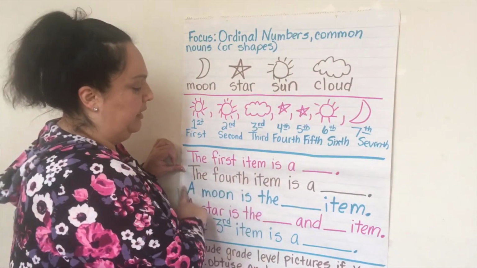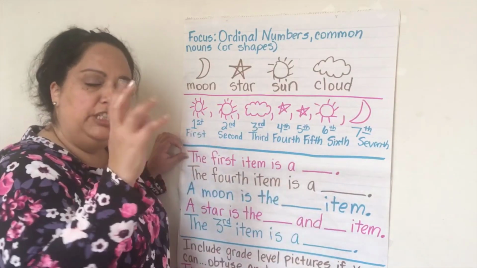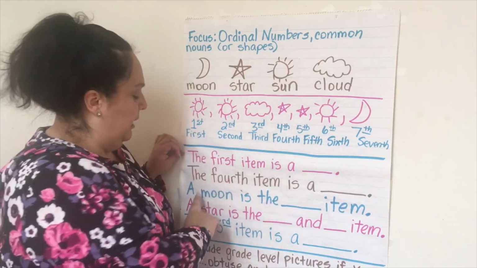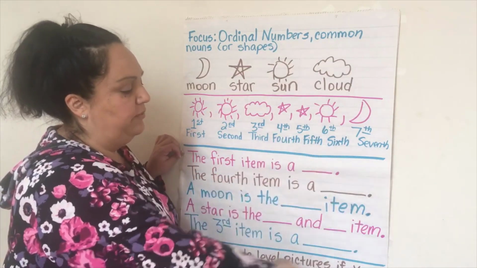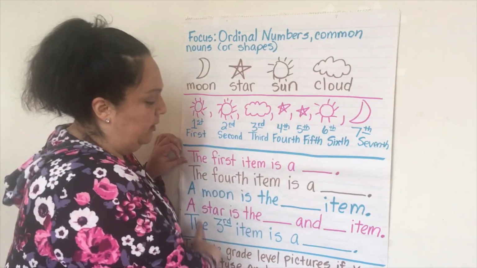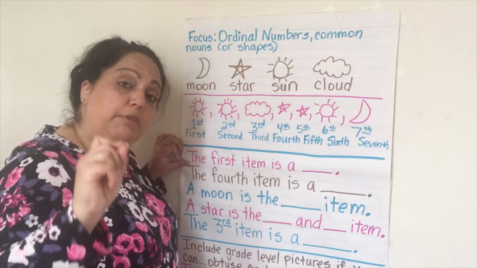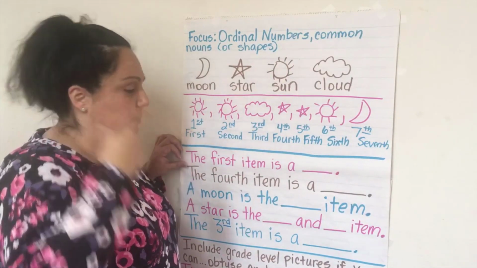And you're going to do the same thing. The 4th item is a moon is the blank item. So we're just flipping the words around, right? So you're going to go ahead and do these 5 or however many sentences you want to do. Then you're going to read what you wrote, and the child should also be writing because they do need practice writing. Remember, the more you write, the more you remember.